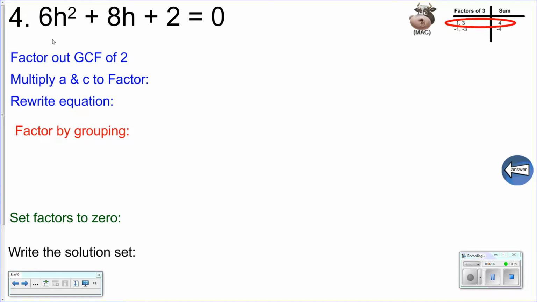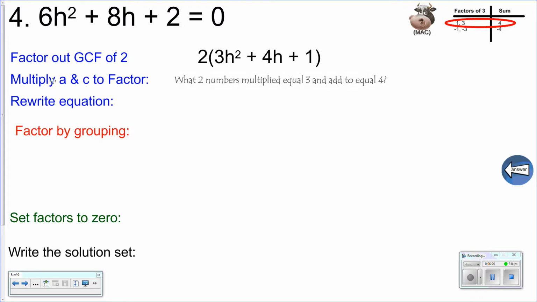All right, in this one, 6h squared plus 8h plus 2, notice that there is a GCF among all three terms. So that will be my first step, is to factor out that GCF. So then I get 2 times 3h squared plus 4h plus 1. Now I take my a and my c and multiply those together. So then I'm looking for what two numbers multiplied equal 3 and add together to equal 4. Rewrite the equation. Don't lose that 2 out in front. So I change the 4h to h and 3h. So I rewrite the equation 2 times 3h squared plus h plus 3h plus 1 equals 0.